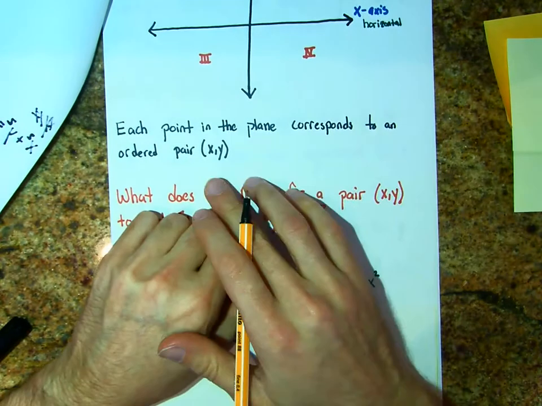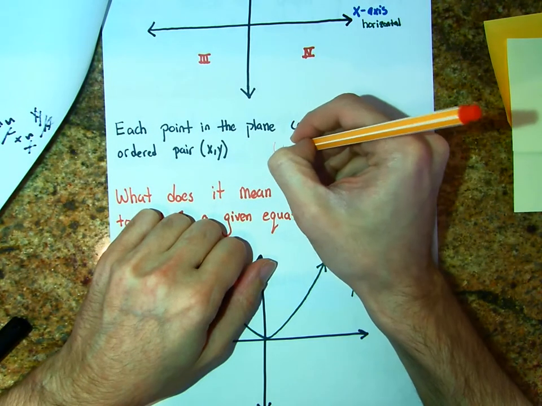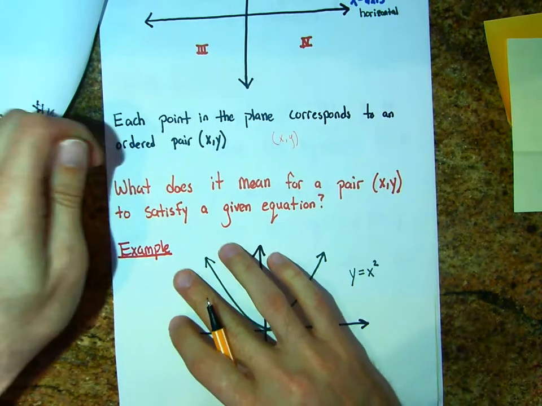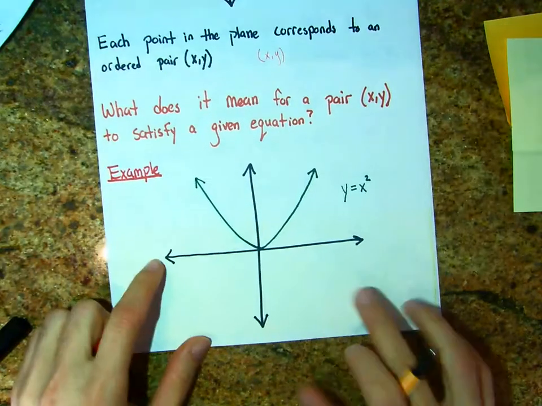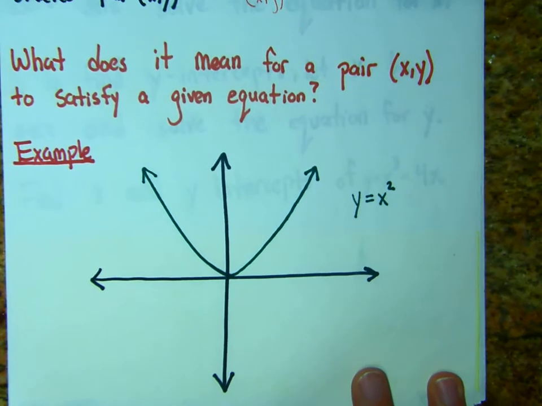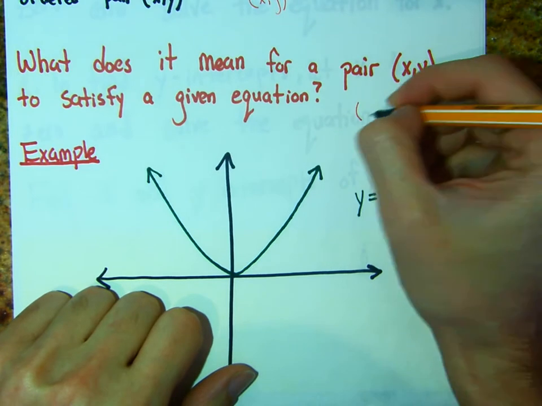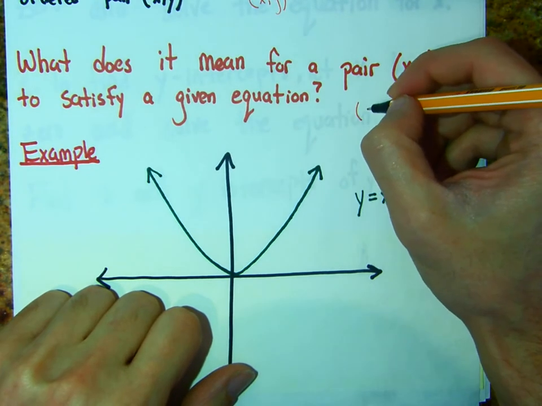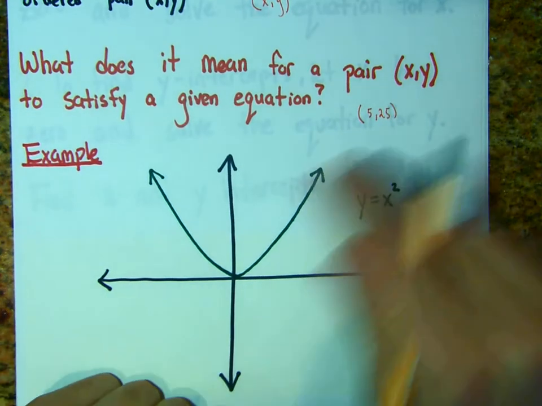So each point in the plane corresponds to an x comma y, right? Like every point is x comma y. And what does it mean for a pair x comma y to satisfy a given equation? So pause the video and think about that. For example, does this point satisfy this equation?